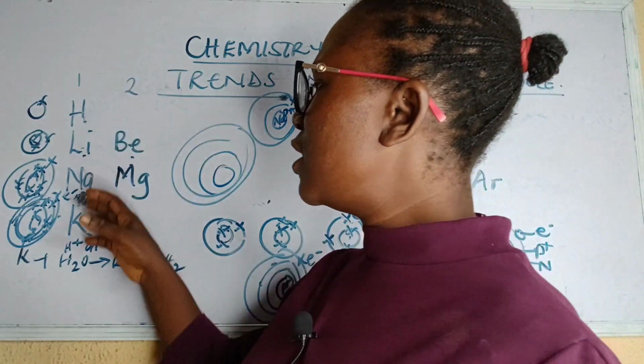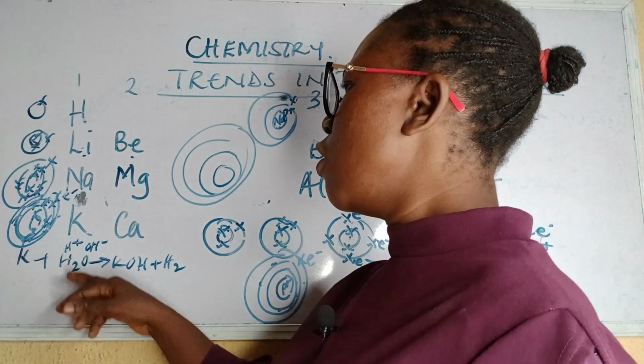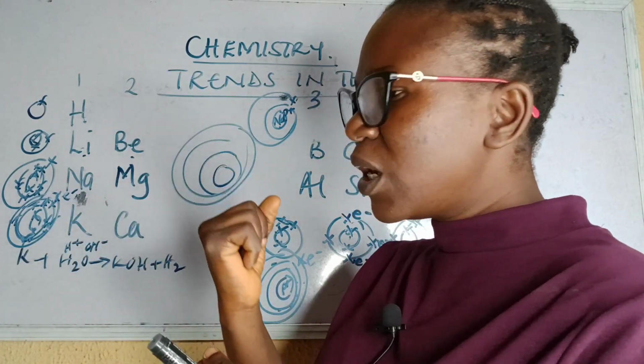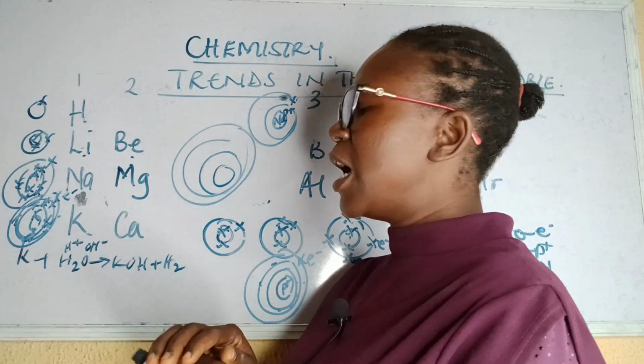So the ability to lose electrons increases down the group because of the distance of the valence electron that will be lost from the nuclear charge of the protons that is always pulling the electron to itself. So it's easier to lose as you go down the group.